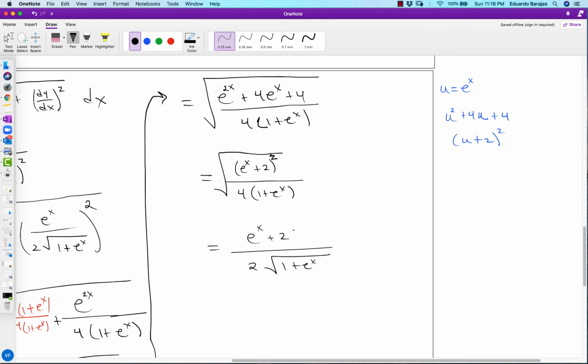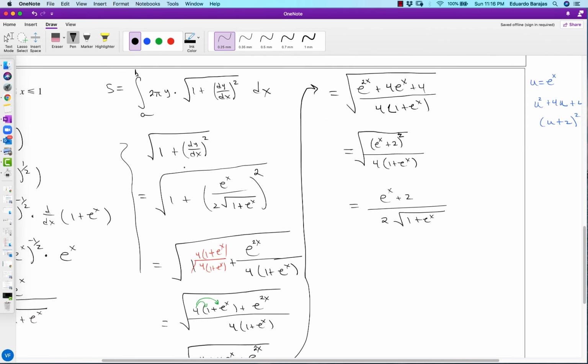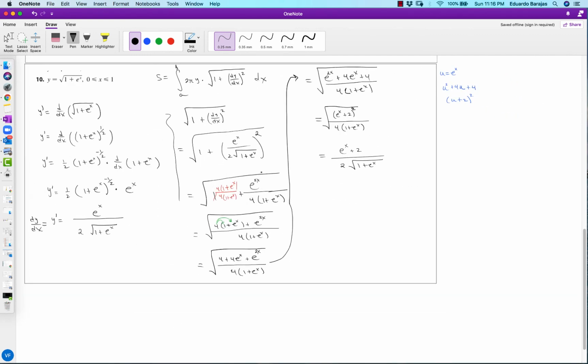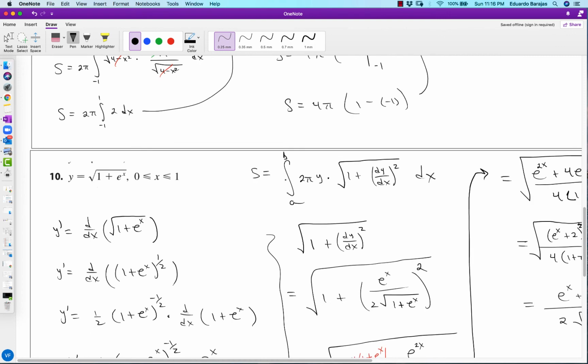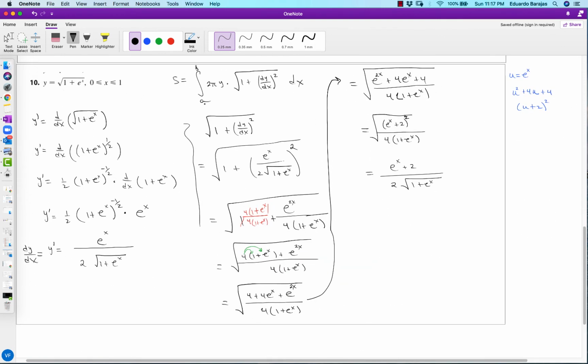Okay, so remember this whole thing was just to figure out this, right? That's where I started. Let me zoom out a little more. Remember that this whole thing was just about figuring out this part right here. I haven't integrated anything. I just figured out that this part right here simplifies to that. Okay, so now let's figure out the actual integral.